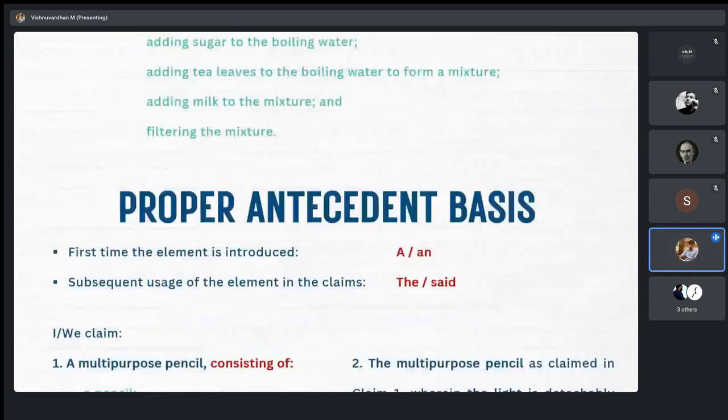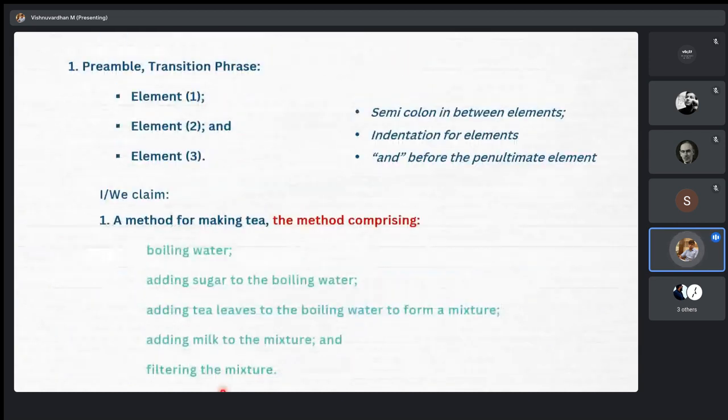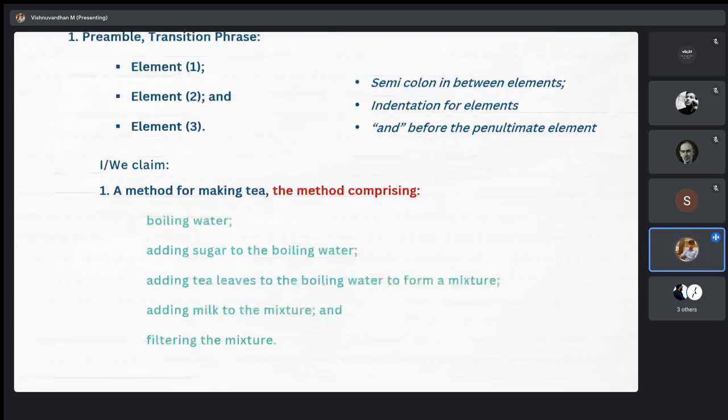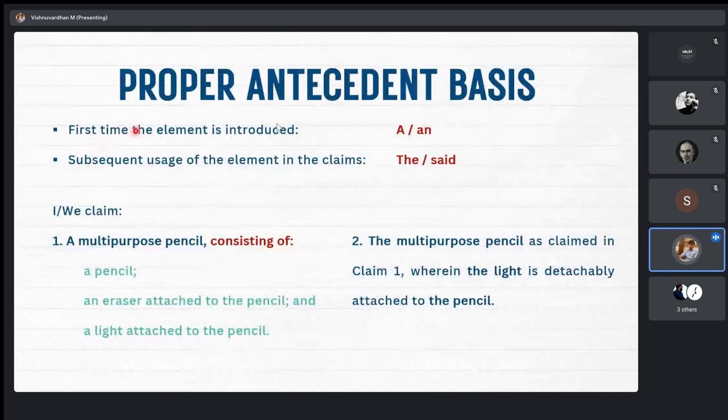Okay. Then the last thing we're going to talk about before I show you the claims of the invention itself is something called antecedent basis. Suppose the first time I'm referring to something, I'll use the word 'a', as in, suppose I'm telling you about my mobile phone. The first time the element is introduced, you use the word 'a' or 'an'. You'll say a mobile phone, an apple.